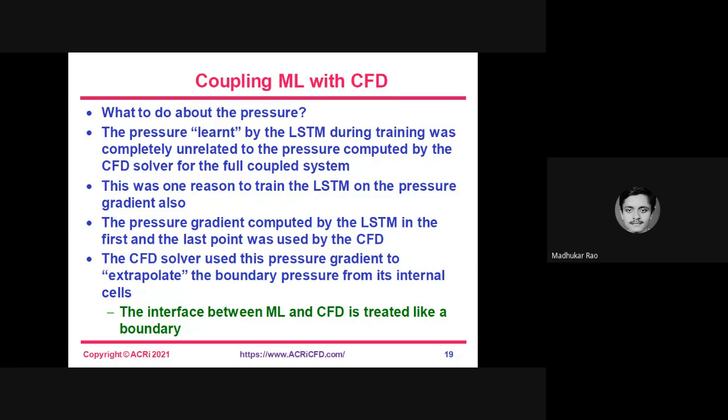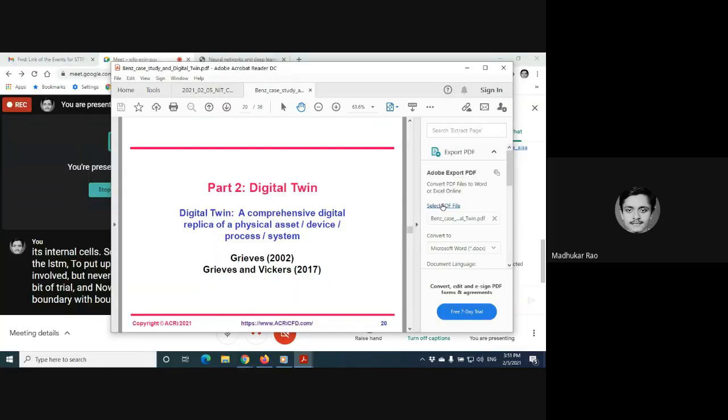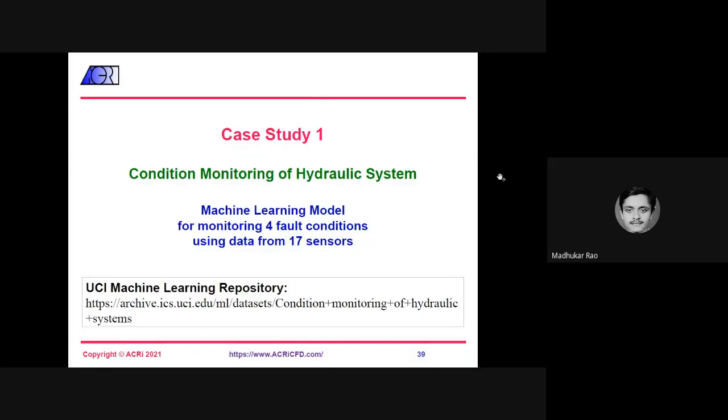So a little involved, but nevertheless, I think it worked, and we arrived at this through quite a bit of trial and error. So the interface between ML and CFD is treated like a boundary, with boundary pressures coming from that. So that is my first case study, and I should have called this case study 1. I somehow got it interchanged. Okay, this is still ongoing, but it's condition modeling of a hydraulic system.